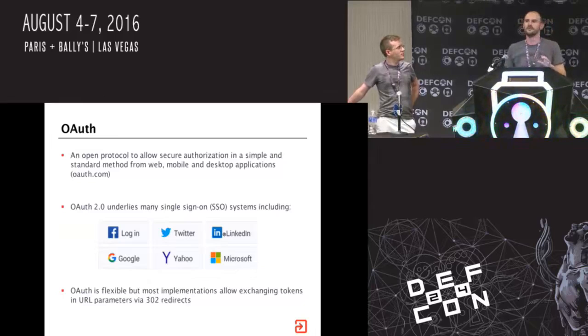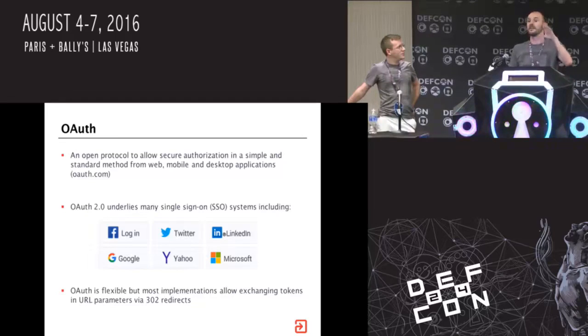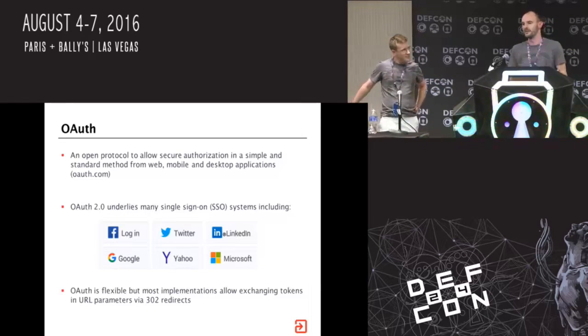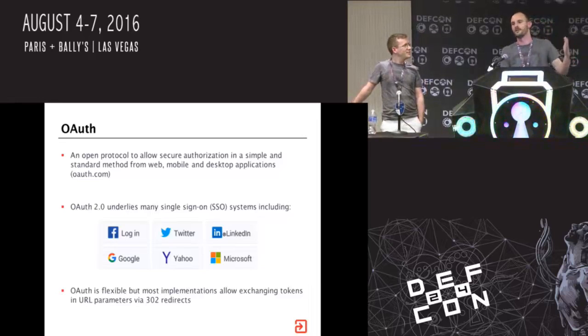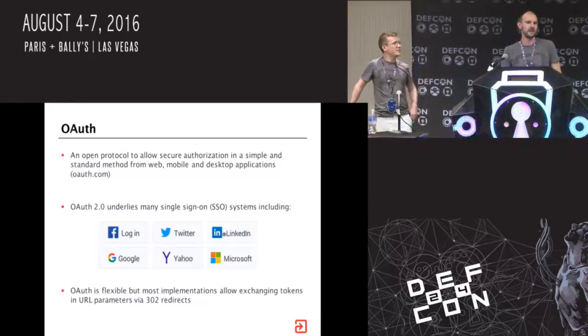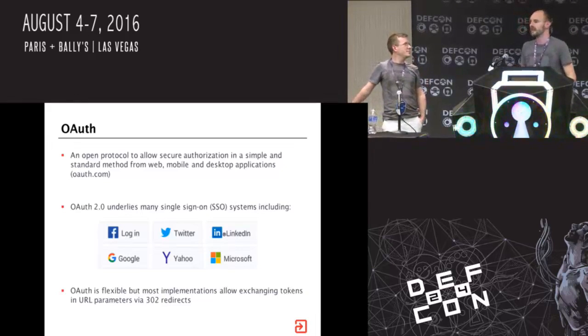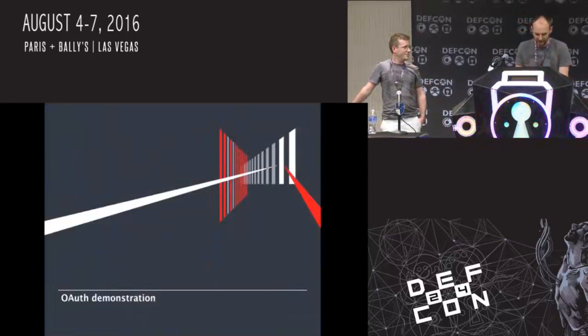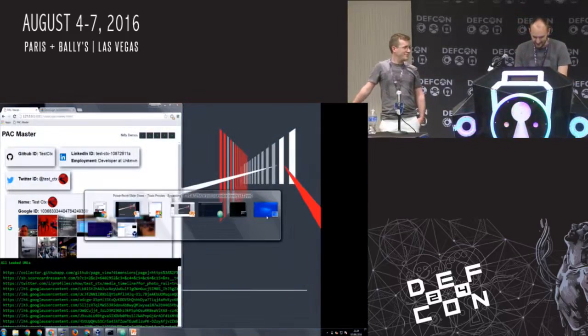OAuth has a number of ways of passing tickets and tokens between the client application and the central OAuth server. But one of the more common implementations is using URL parameters via 302 redirects over HTTPS. So we thought, can we force this user to attempt to OAuth authenticate to a large range of services, intercept the final authentication token, and replay that ourselves? And that's going to be something that I'm also going to attempt to demonstrate.